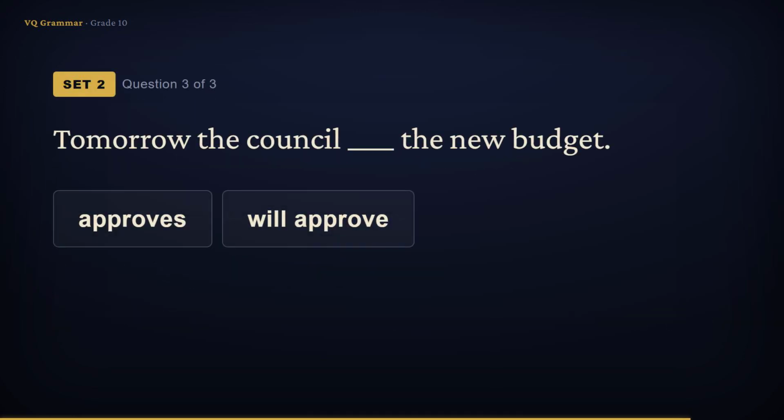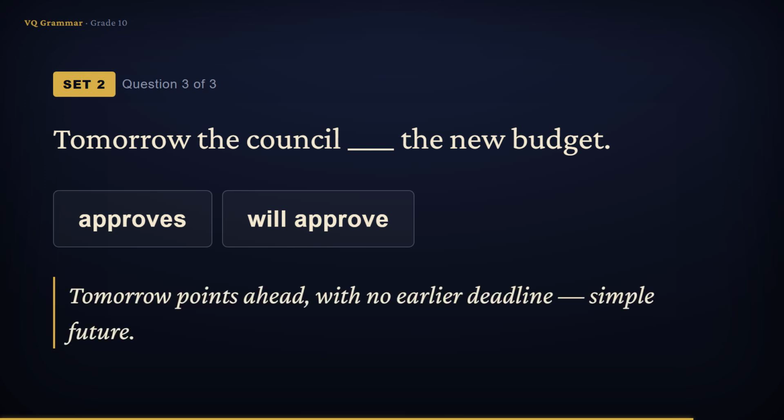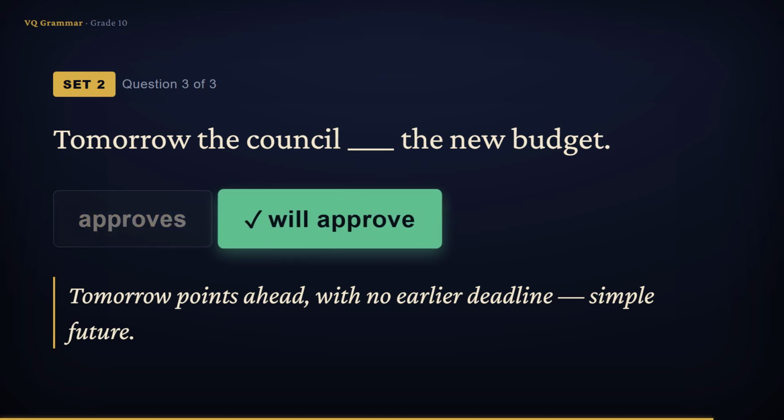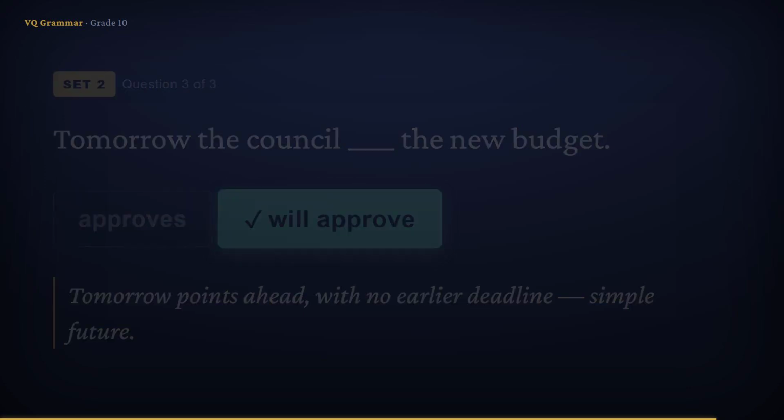Tomorrow, the council blank the new budget. The signal word tomorrow puts us squarely in the future. And is anything being finished before another future moment? No, nothing to compare it to. So we want the simple future, and the answer is will approve.